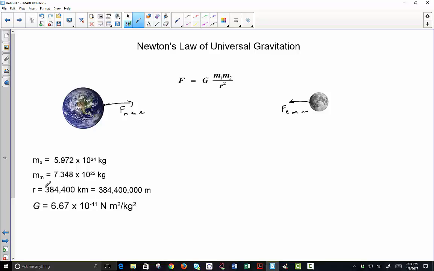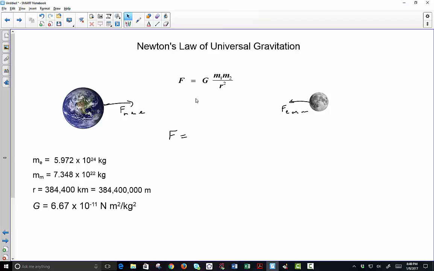Distances, normally when you look them up, are going to be given in kilometers, but my gravitational constant is in meters, so you'll need to convert everything into meters. When you're doing these types of problems, make sure everything's in kilograms and meters, standard units all the time, and we'll end up with newtons as our force. So this is it. Our force is going to be equal to either force. Remember, they're just opposite in direction, but equal in magnitude.